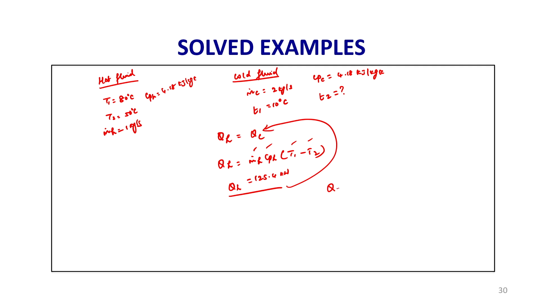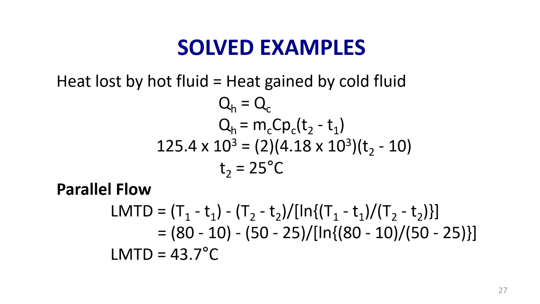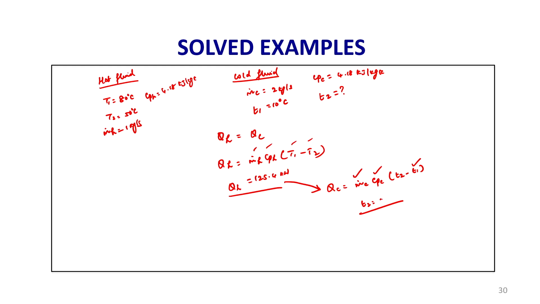Now, this is the heat gained by the cold fluid. QC can be written as the mass flow rate of the cold fluid into Cp of the cold fluid into the temperature difference of the cold fluid. Cold fluid outlet temperature will be more than the inlet temperature. This is nothing but this value, because heat lost by the hot fluid is gained by the cold fluid. This we know, this we know, this we know, so we can find the outlet temperature of the cold fluid. That will come around 25 degree centigrade. So, the cold fluid is heated from 10 degree centigrade to 25 degree centigrade.